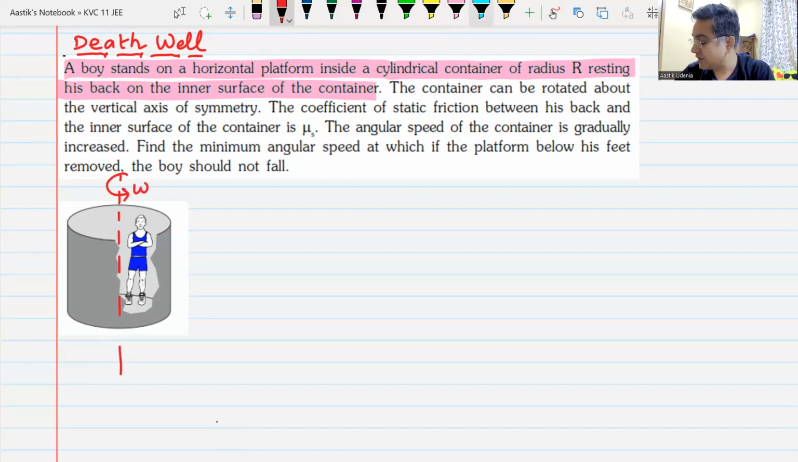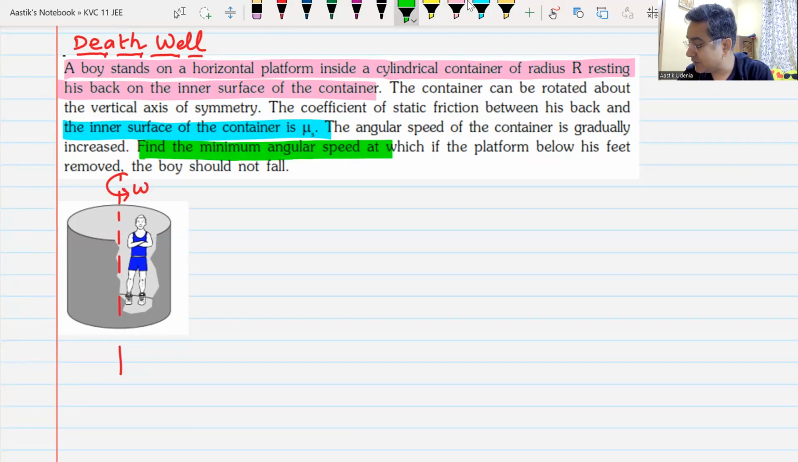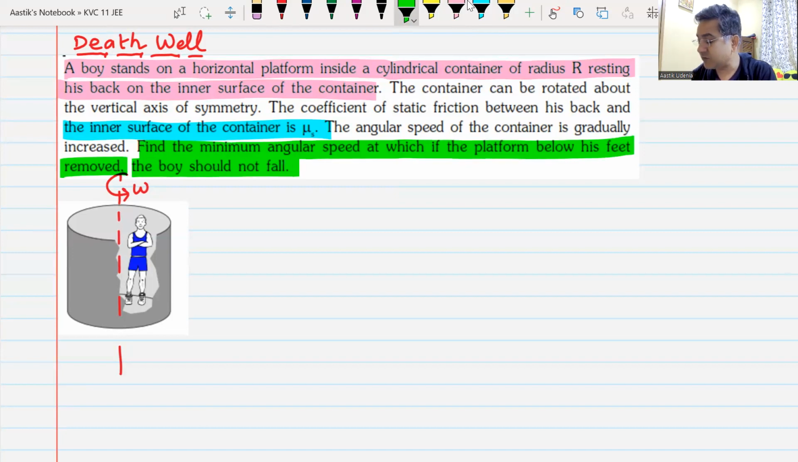The coefficient of static friction between the inner surface of the container and the boy is μs. Now the angular speed of this cylinder will be increased. We will keep on increasing it. What will happen when we increase it? Find the minimum angular speed at which, if the platform below his feet is removed, the boy should not fall. Then all of a sudden, the platform or the floor on which he is standing will fall.